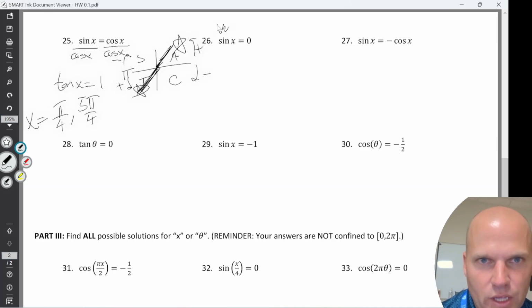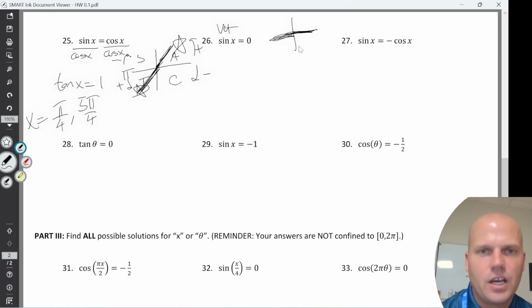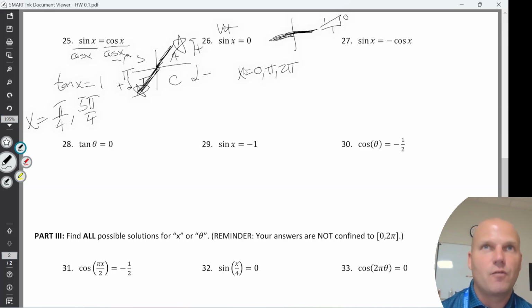When will my vertical length be 0? Obviously, if I'm here or here, I'm not going up or down at all. I have this triangle with like 1, 0, 1 if we want to. This is going to be at 0 and at pi and at 2 pi. If we're talking about 0 and 2 pi, all of those angles, then that's it. Do the same thing as what we did before.